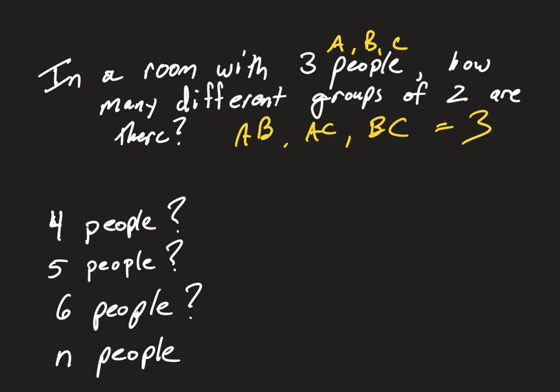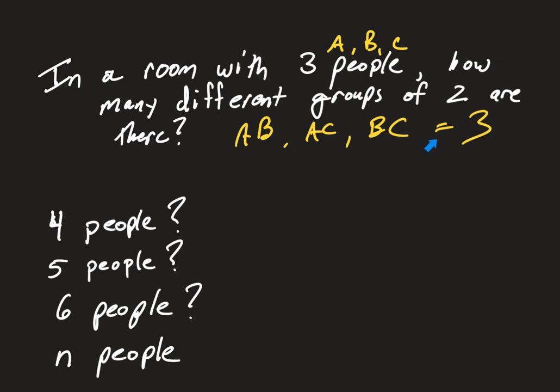It definitely helps to think of them as individual people. But notice also that AB and BA are not different groups, because a group is just a group. You're in groups right now. Did it matter the order that you were picked? No. If you're just in a group, order didn't matter, so you're just picking a group.